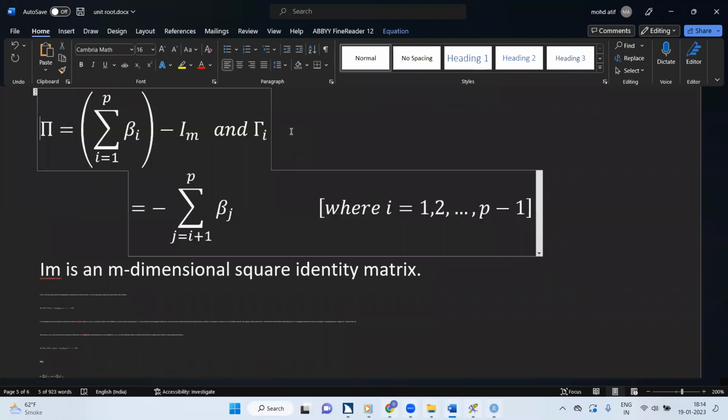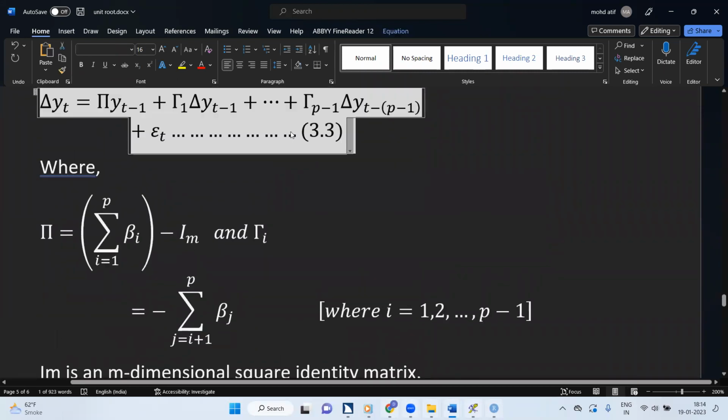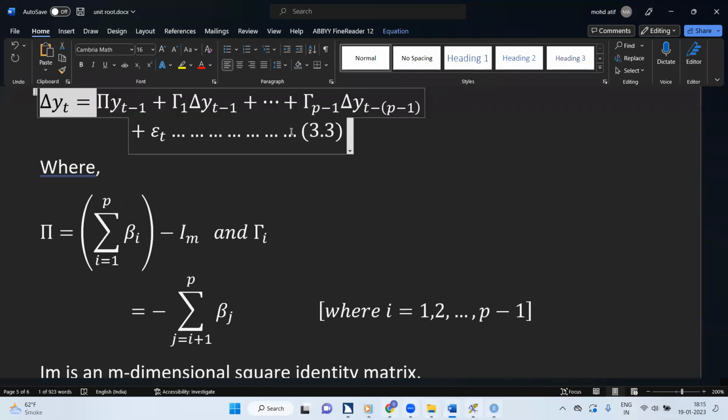Now look at this system. You see, earlier we had variable y, and y was non-stationary. But now look at this equation, we do not have y. Mostly we have delta y. Delta y is, of course, stationary. But there is just one variable. Look at the first part. There is pi, capital pi, y(t minus 1). This is the main trick in co-integration. It means all the variables are stationary except this.